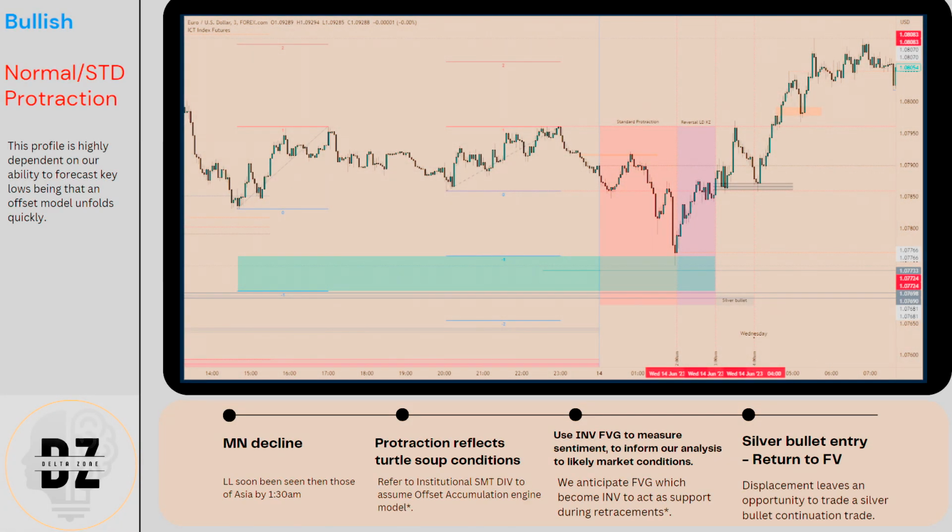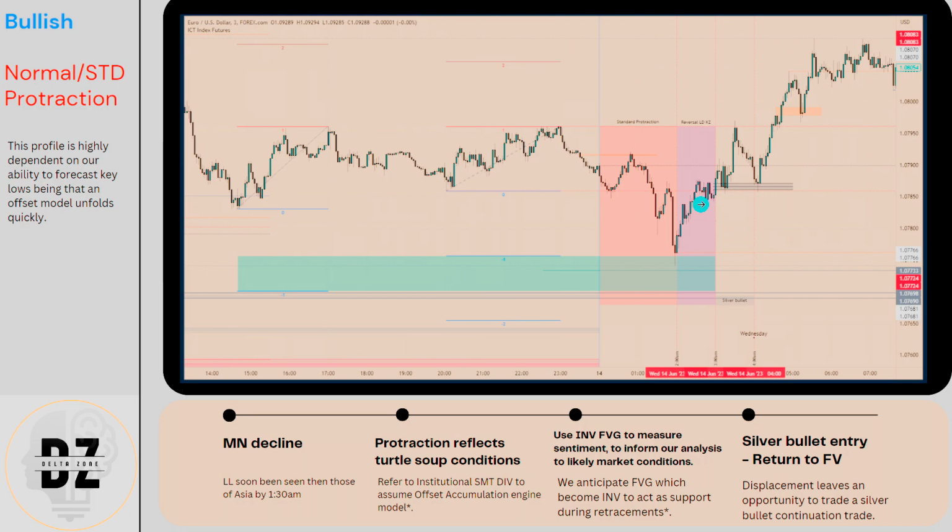So this will be our second example of the bullish standard protraction profile. So let's talk about some of the key components in this example. So again, we have the minimum basic criteria in which price is seen to trend bearish after midnight. And between 2 and 3 a.m. is when we see the reversal. And between 3 and 4 a.m. we have an opportunity to enter into a continuation trade.